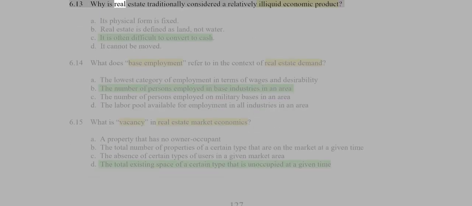6.13. Why is real estate traditionally considered a relatively illiquid economic product? A. Its physical form is fixed. B. Real estate is defined as land, not water. C. It is often difficult to convert to cash. D. It cannot be moved.